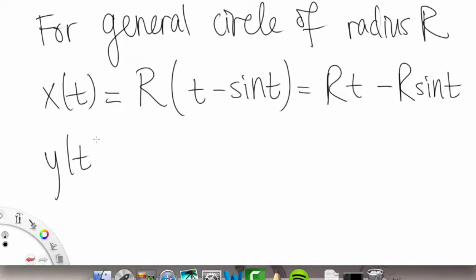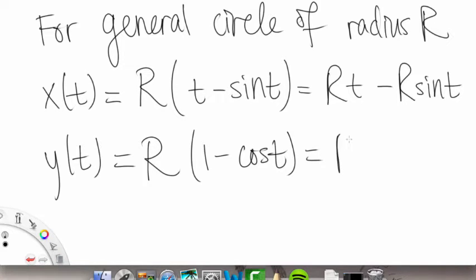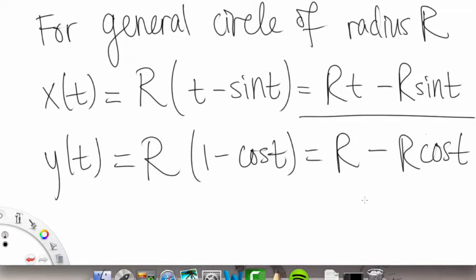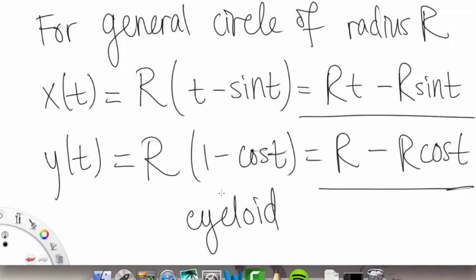And y of t is going to be the same exact thing. We're just going to multiply R times whatever it was before for the unit circle. So that's 1 minus cosine t. So this is going to end up being R minus R cosine t. Okay, so these are our general parametric equations for a cycloid created by a general circle of radius R.